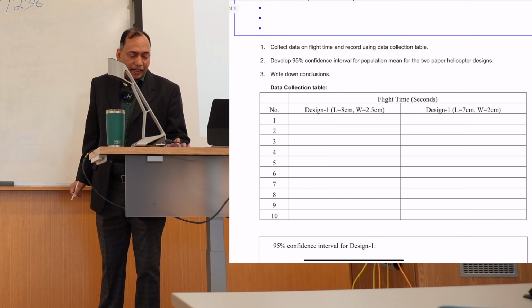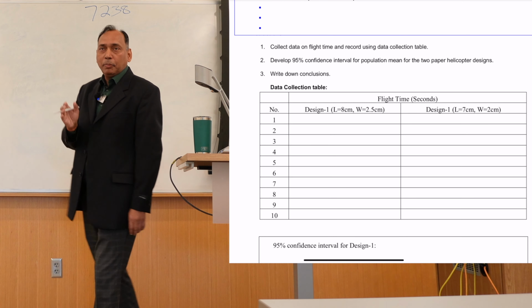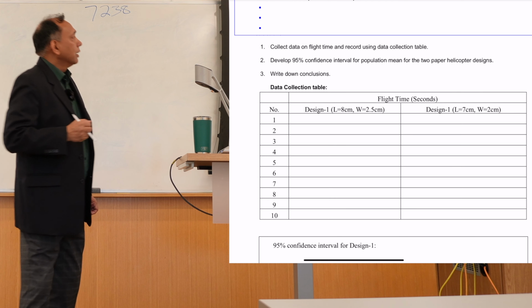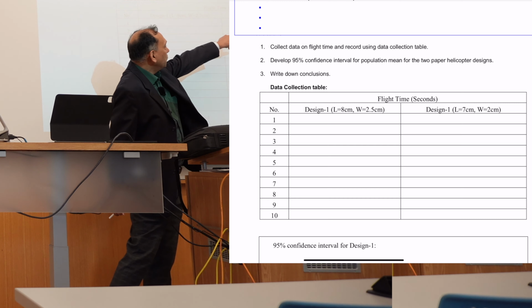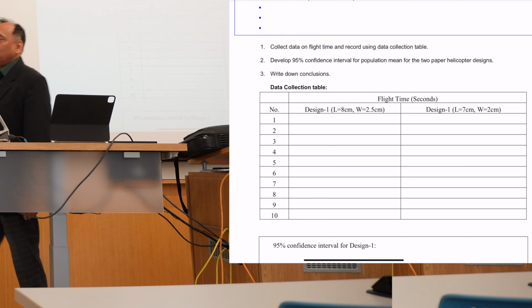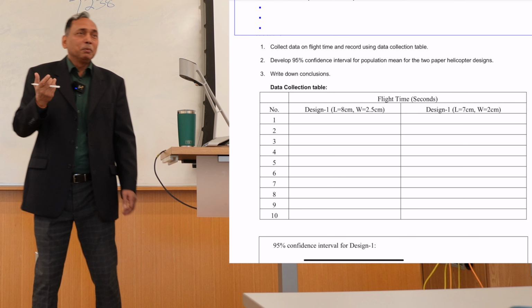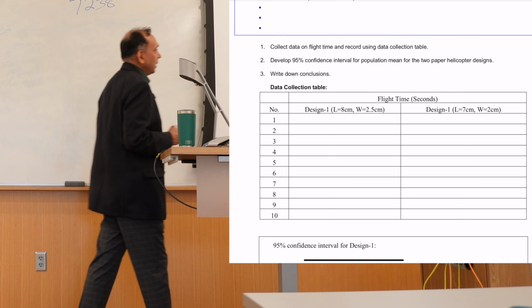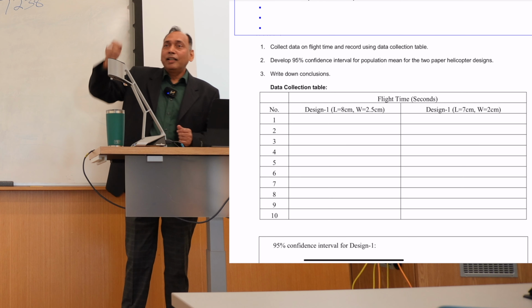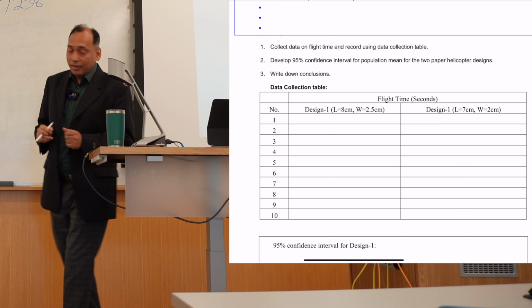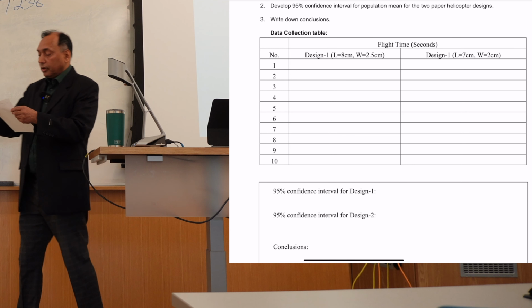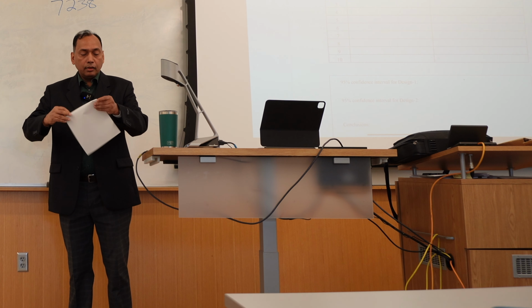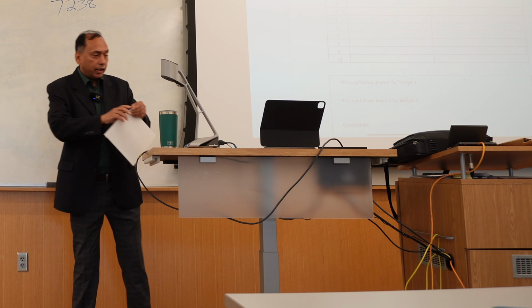Instructions: collect data on flight time. Each team is a company which makes helicopters, and there are 2 designs, design 1 and design 2. You will be making that helicopter, although it is a paper helicopter, because in the class we cannot do real ones. You fly these helicopters and get the timings, 10 each. So you need a paper for the paper helicopter, and you need a rectangular design.